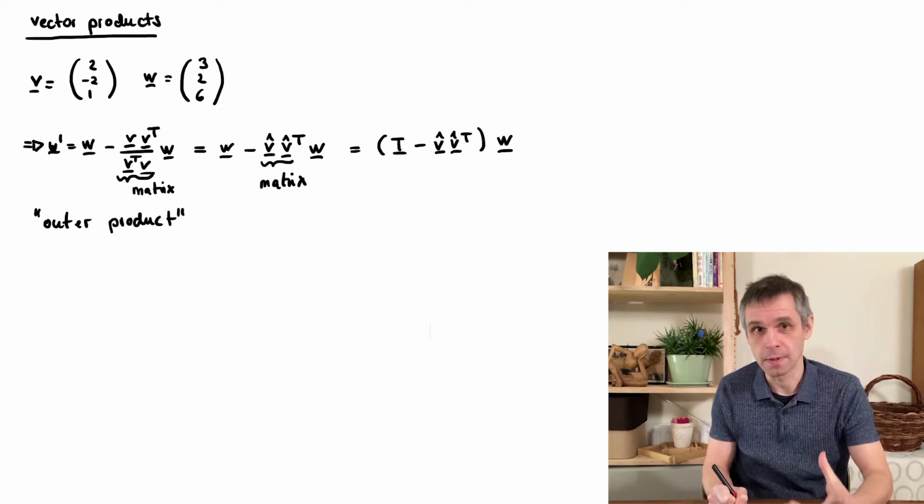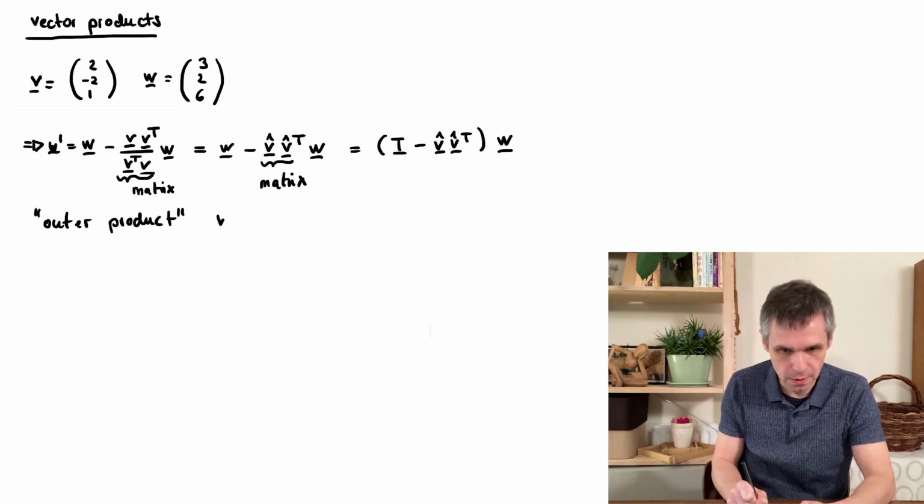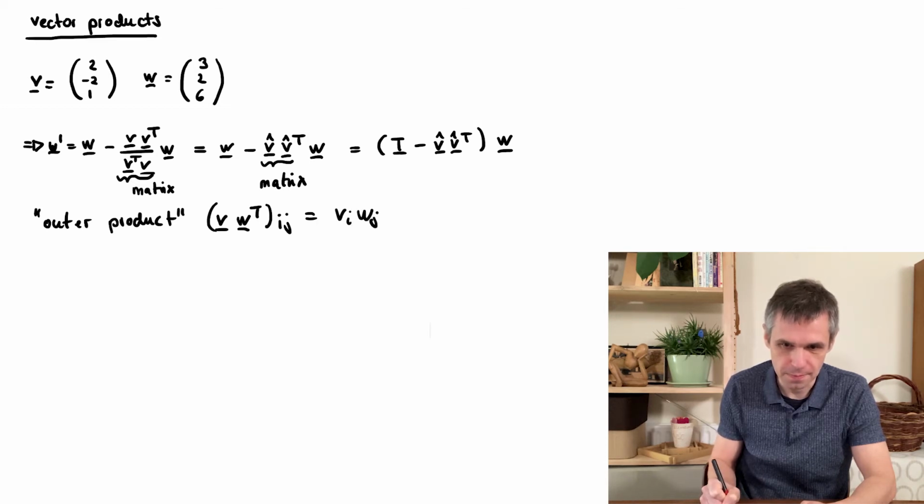Above here we do this with the same vector, but this can also be done for two different vectors. And it's simply the matrix that you obtain in this way. And its matrix elements are just these products here.